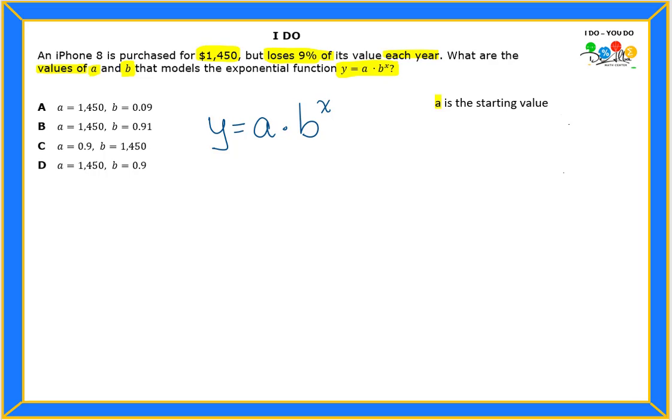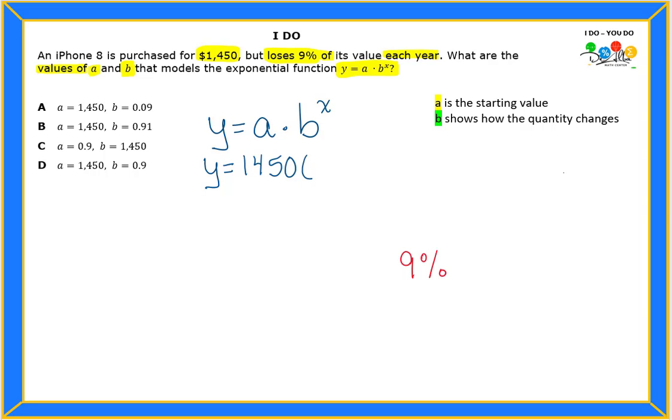So we can replace the first value that we found. We're going to write down y equals 1,450, which is my A. And now we're looking for the B value. Remember, B is how fast the change is happening, how the quantity is changing. We have a percent, 9%, which is how much the value of the iPhone is going to lose each year.